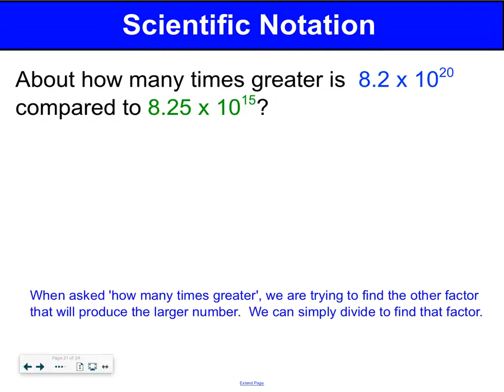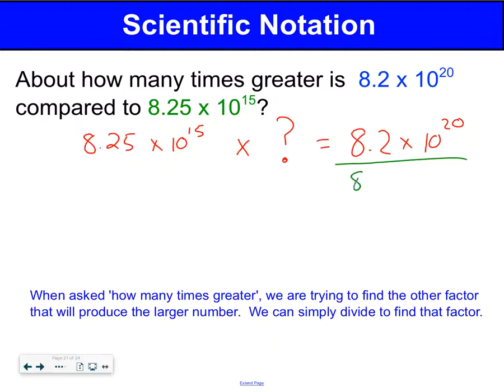So the way I like to show it is, we know that 8.25 times 10 to the 15th multiplied by something equals 8.2 times 10 to the 20. So what I need to do is kind of work backwards to solve this equation. So if I can take 8.25 and divide it by 8.25 times 10 to the 15th, kind of like dividing on both sides, if you will. So if we divide it on this side, we cancel out.